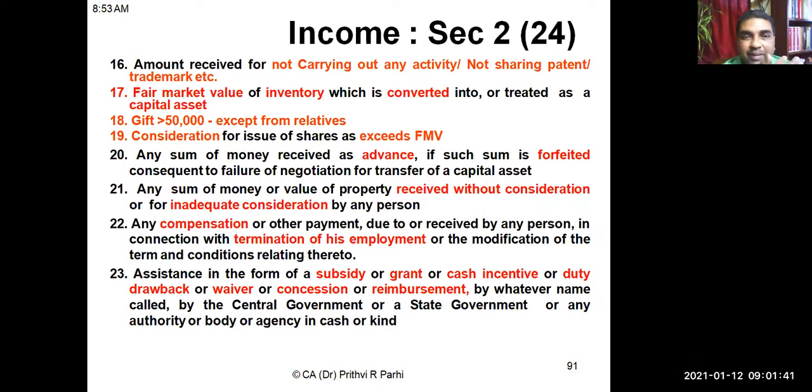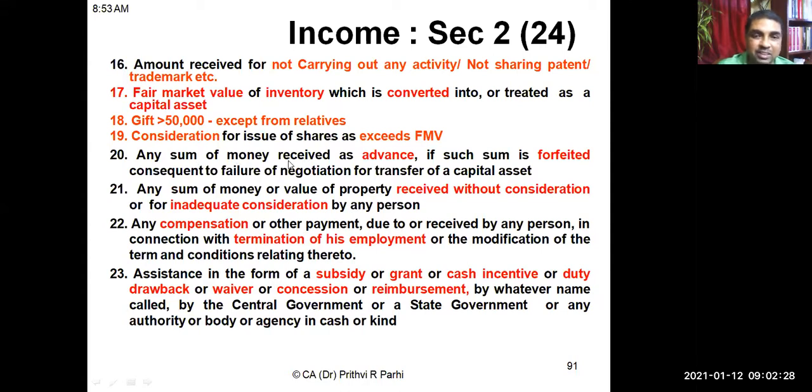The fair market value of inventory, which is converted into or treated as capital asset. If stock in trade is converted into capital asset, then stock in trade's fair market value is also an income. That means as if stock in trade is sold. If gift is received above 50,000 rupees, except from relatives, that is also an income. Consideration for issue of shares: if shares are issued below fair market value, suppose fair market value of the shares is 600 rupees, but it is issued to you at 400 rupees, the extra 200 rupees is income, because that exceeds fair market value.